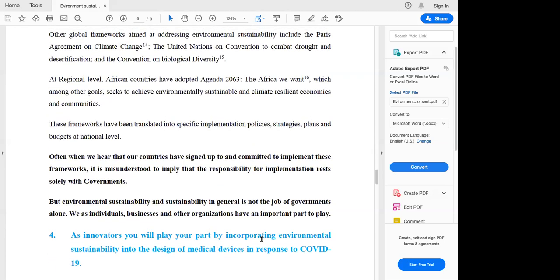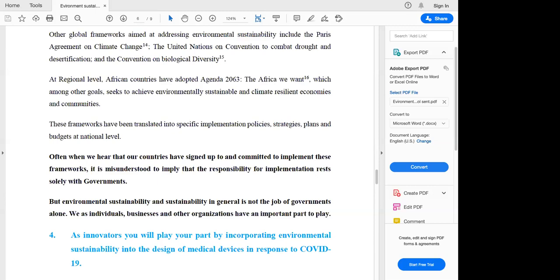But we also know that our countries have signed to other global agreements. For example, the Paris Agreement on Climate Change, the United Nations Convention to Combat Drought and Desertification, and the Convention on Biological Diversity. These are very important frameworks that provide a basis for us to ensure environmental sustainability. At the regional level in Africa, we have Agenda 2063, or the Africa we want, which among other goals seeks to achieve environmentally sustainable and climate resilient economies and communities. These frameworks have been translated into specific implementation policies, strategies, plans, and budget at national level.